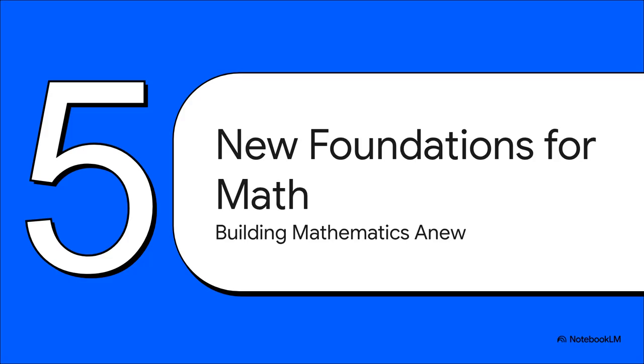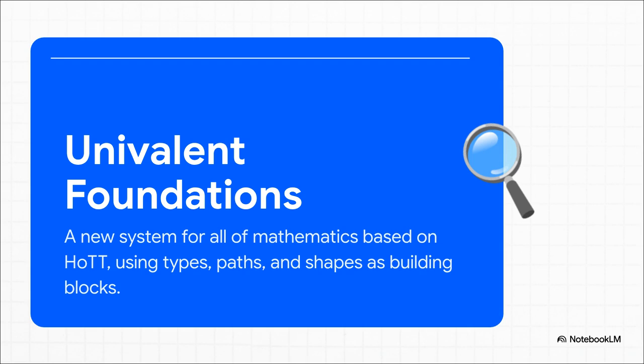Okay, so if this theory is powerful enough to check proofs, could it be powerful enough to do more? I mean, could it form a whole new foundation for math itself? Well, that is precisely the goal of the Univalent Foundations project. For more than a century, pretty much all of math has been built on one single idea, the set, which is just a collection of things. This project is proposing a radical alternative. It's asking, what if we rebuilt everything, from the ground up, using the more intuitive ideas of shapes and paths as our fundamental building blocks?